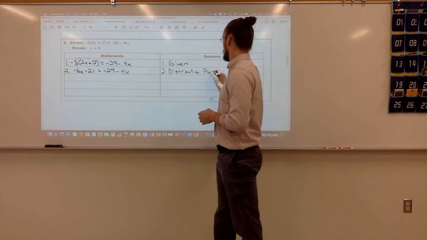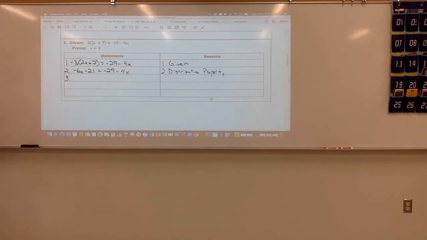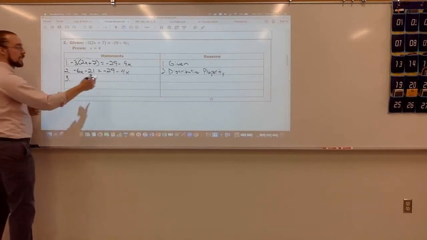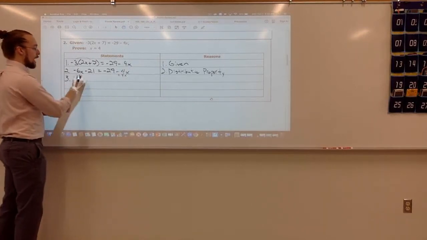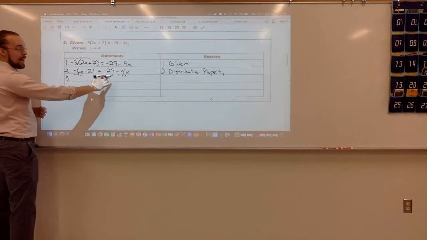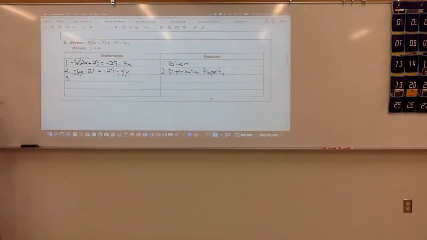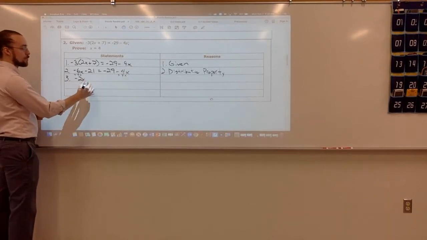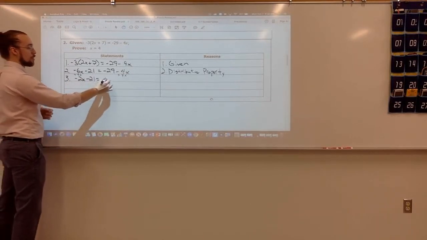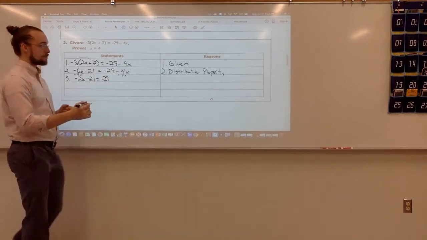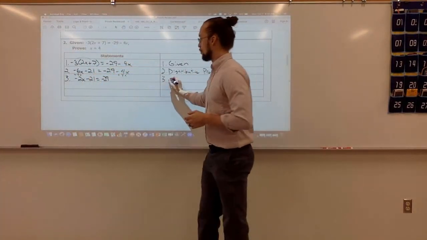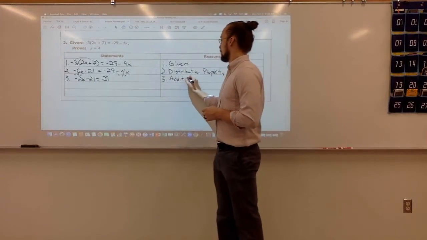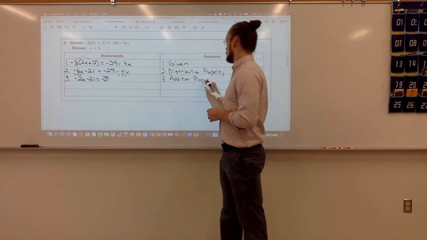Now, I want to get the x's on one side, the numbers on the other. Technically, it doesn't matter how I do that. But I'll go ahead and add 4x to both sides. I'm going to add because this 4x up here is negative. So -6x plus 4x is going to be -2x minus 21 equals -29. So my reason would be addition, because I added something to both sides. So the addition property.